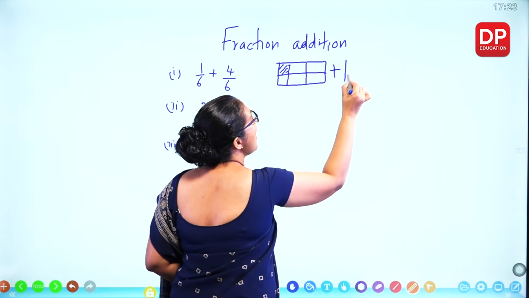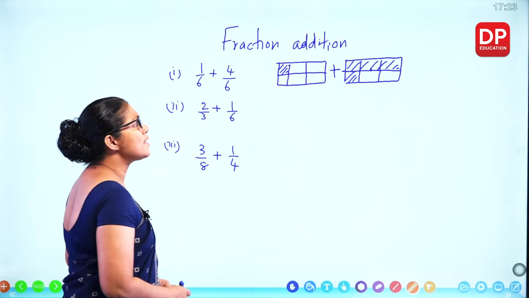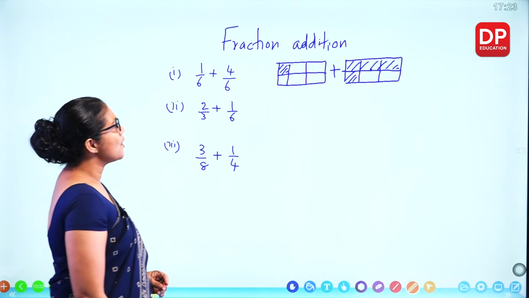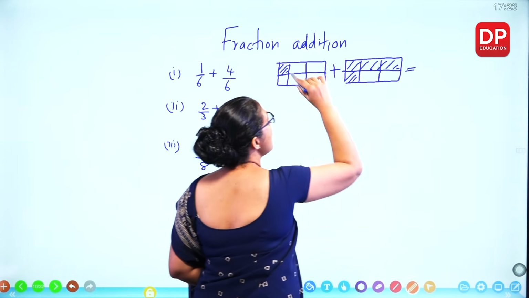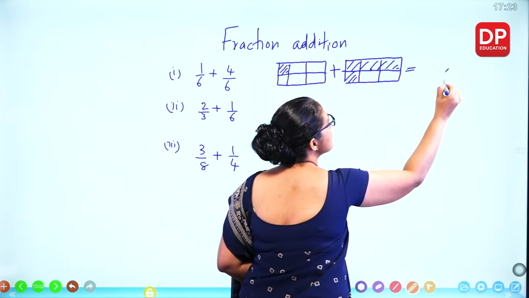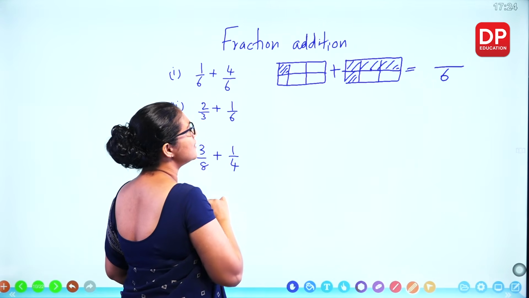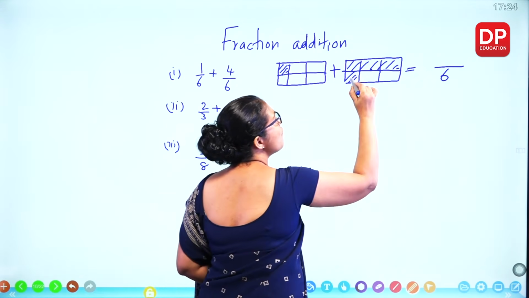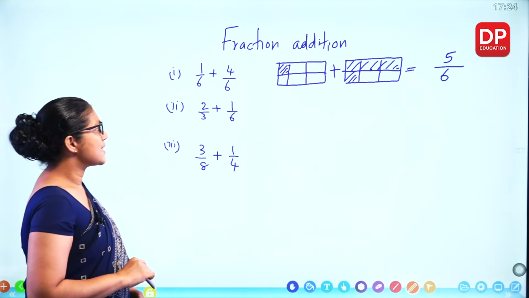And you are trying to add the same size of shape, but 4 parts are colored. 3 parts and 4 parts. So what is the total number of parts? When you take all together 6 parts, how many parts are colored? 1, 2, 3, 4, 5. So we can write this as 5 over 6.